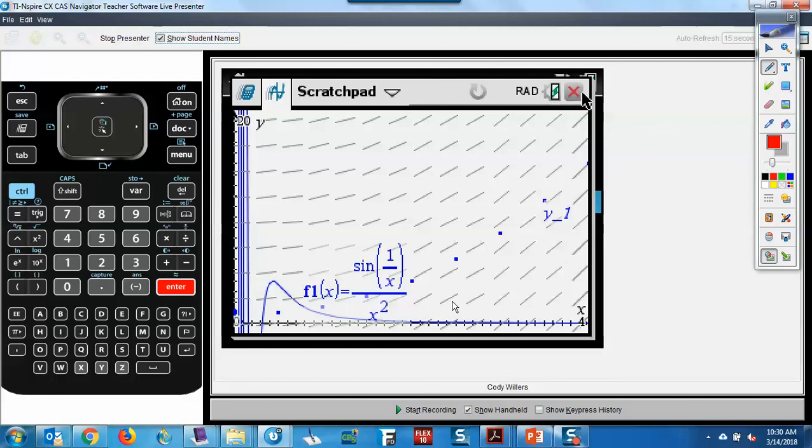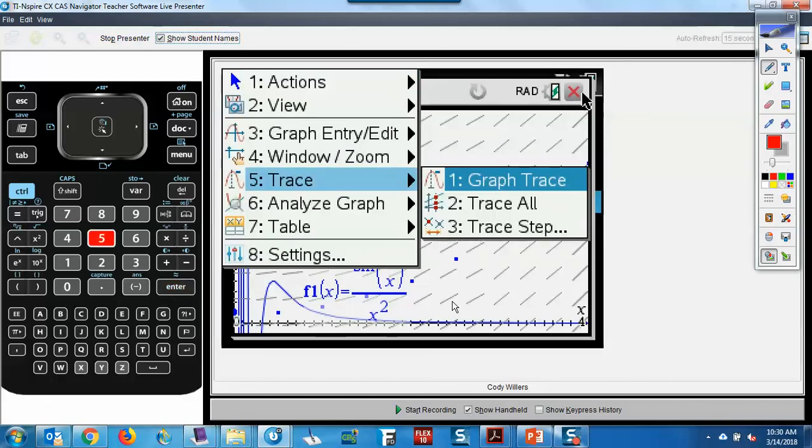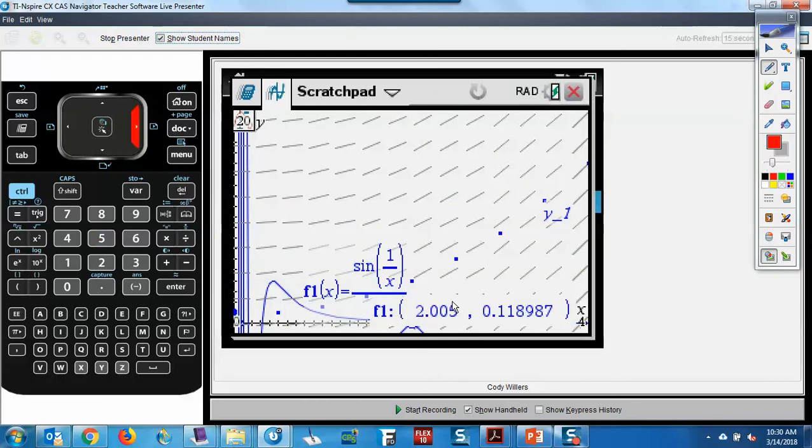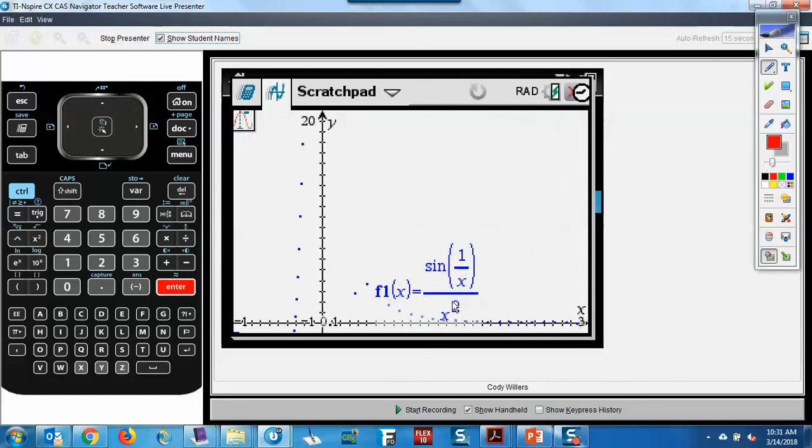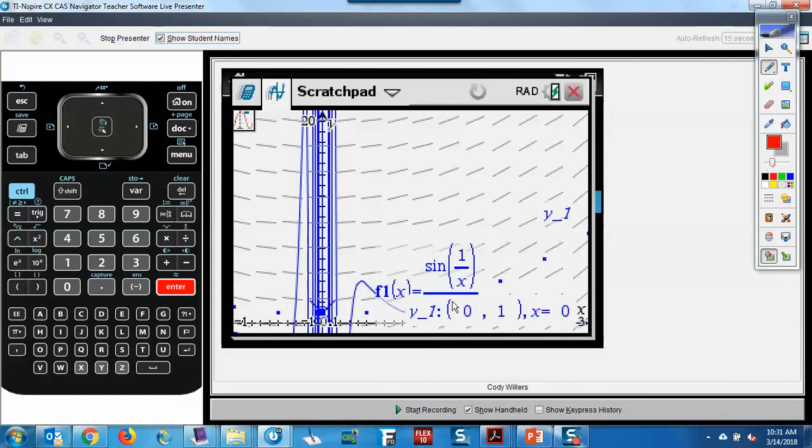So go ahead and trace. Go ahead and trace now. Okay, everybody tracing. So now type in a 0. Type in a 0 first. Okay. Oh, you're on that other graph. Hit your up arrow. This is why it gets confusing. Hit your up arrow. There you go. Now hit 0. Okay, so now we're at 0, 1.